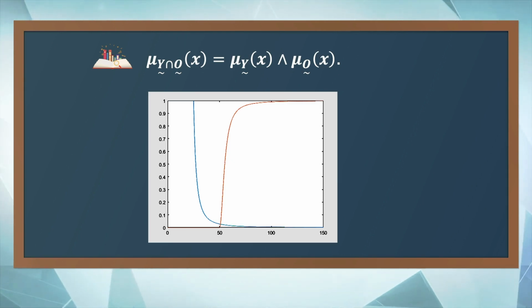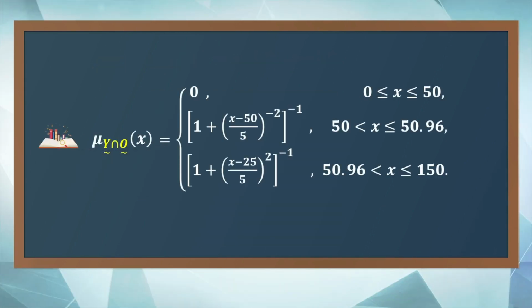Let's write down the membership function of the intersection. If one's age is less than or equal to 50, then his or her degree of membership in the intersection is 0. If one's age is greater than 50, then the membership function increases slightly, and then the membership function decreases and goes to 0. In fact, no one could be both young and old.